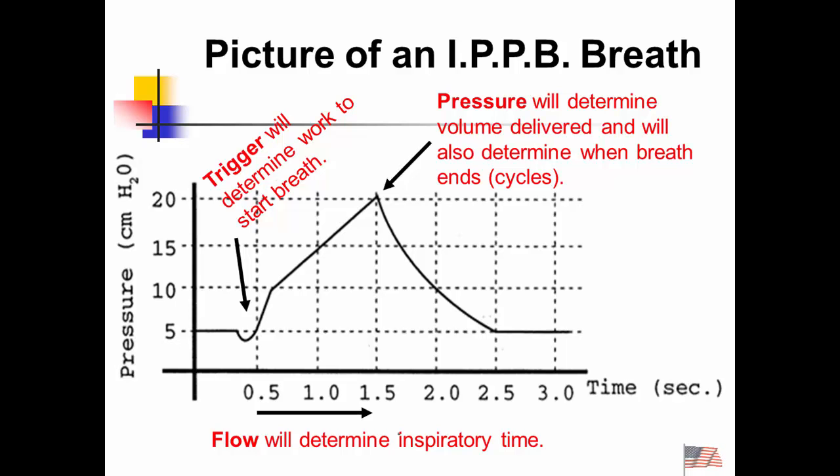Then the flow comes to the patient, and it continues to go to the patient until something else stops it. And in this case, it's pressure. When it reaches a certain pressure that we have dialed in, telling it where to stop, it stops the breath. So this type of ventilation, we're going to call pressure cycled positive pressure ventilation, because it ends when a specific pressure stops it.